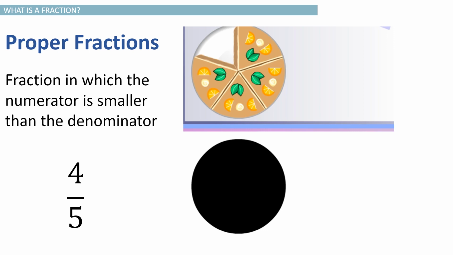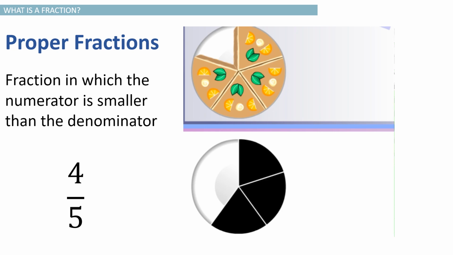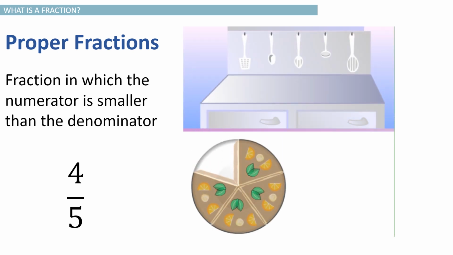Now let's look at proper fractions. This is a fraction in which the numerator is smaller than the denominator. Take for example, 4/5, the numerator 4 is smaller than the denominator 5. So this fraction is always smaller than 1 whole. Take for an example, the whole is divided into 5 equal parts, and we have 4 parts of them.